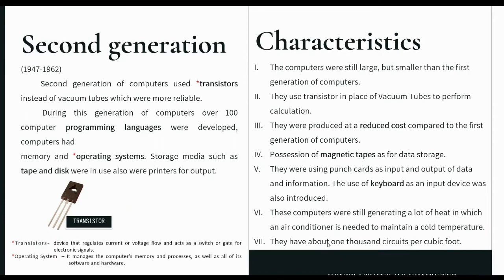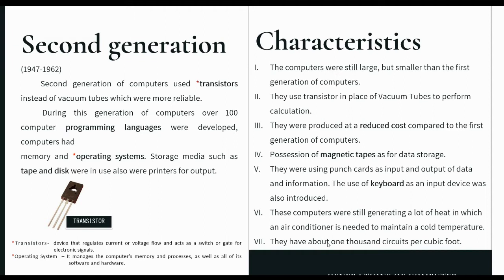Second generation. These computers were made from 1947 to 1962. The second generation of computers used transistors instead of vacuum tubes, which were more reliable. During this generation, over 100 computer programming languages were developed. Computers had a memory and operating systems. Storage media, such as tape and disk, were in use, also printers for output.